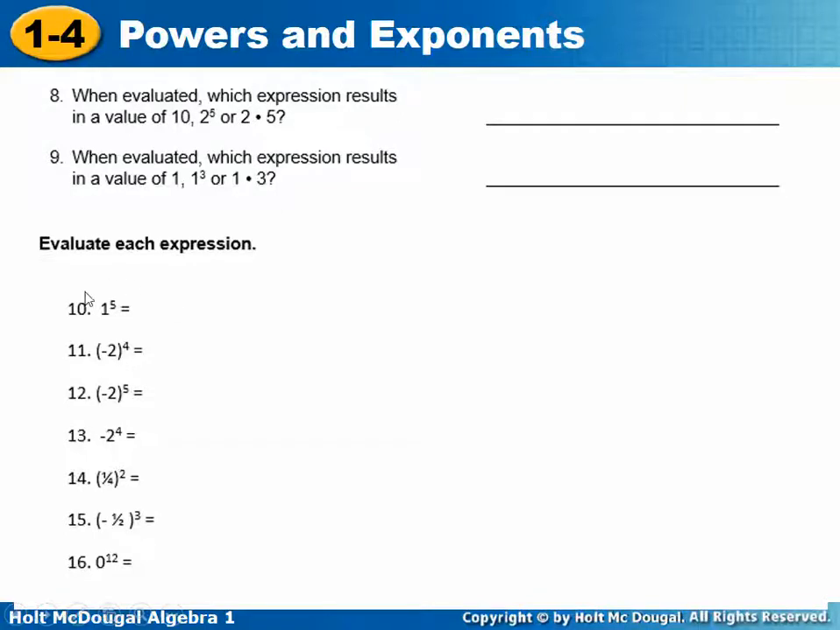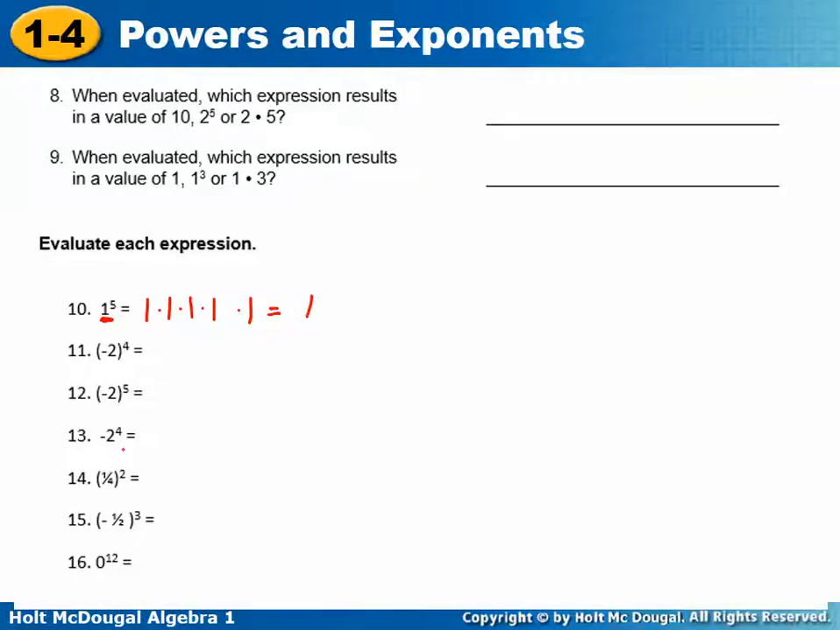All right, so in numbers 10 through 16, let's look at a couple of these. 1 to the 5th. The answer is not 5. This means 1 times 1 times 1 times 1 times 1, because this is the base, and it is repeatedly multiplied 5 times. Well, 1 times itself, however many times, is just 1.